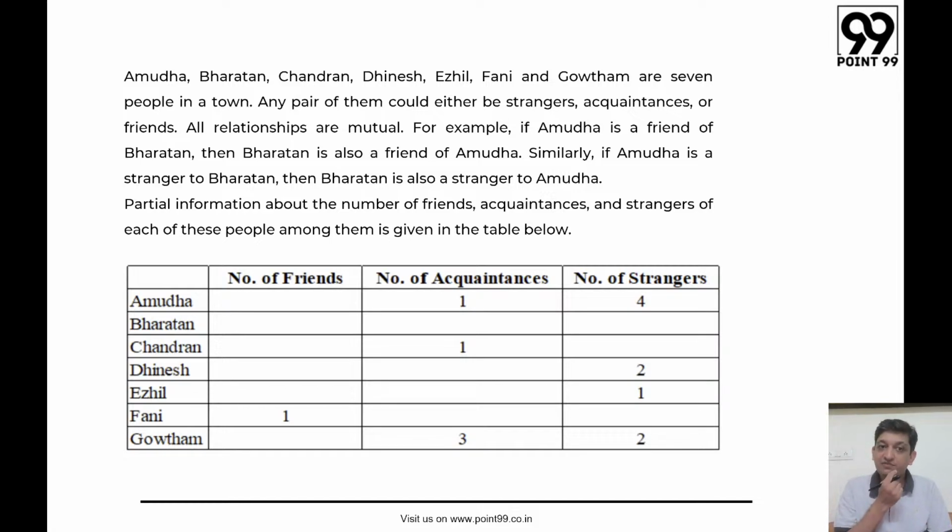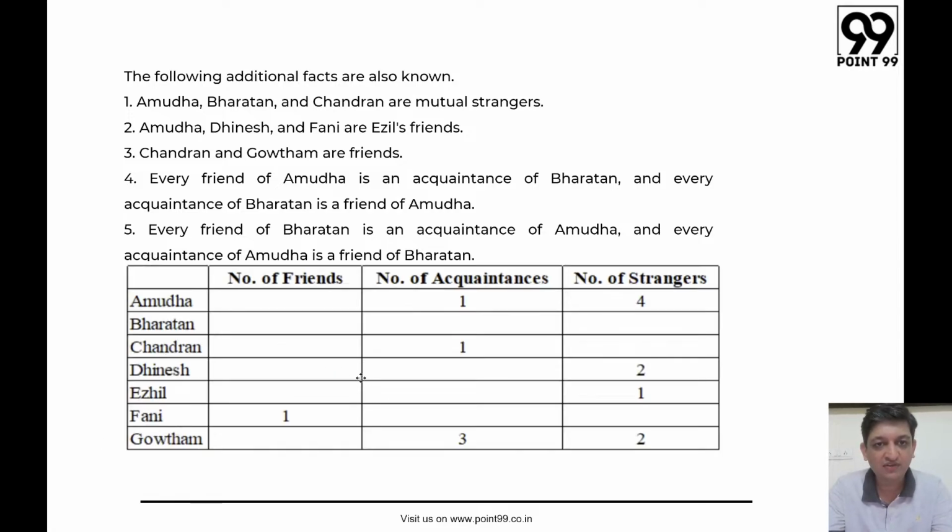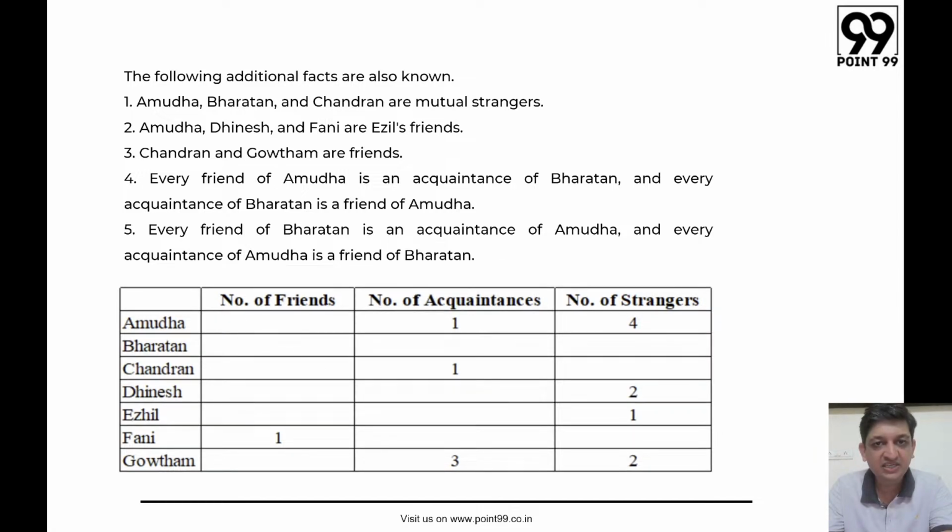Okay? Now, partial information about the number of friends, acquaintances, and strangers has been given, and there are some points that have been given. So once we figure out these facts, I think our life becomes slightly easier. What I will do is I'll try to put this table on this slide quickly so that we are able to solve everything on this slide itself. Okay, so I hope the table is now visible. Fine, so this is what it looks like.